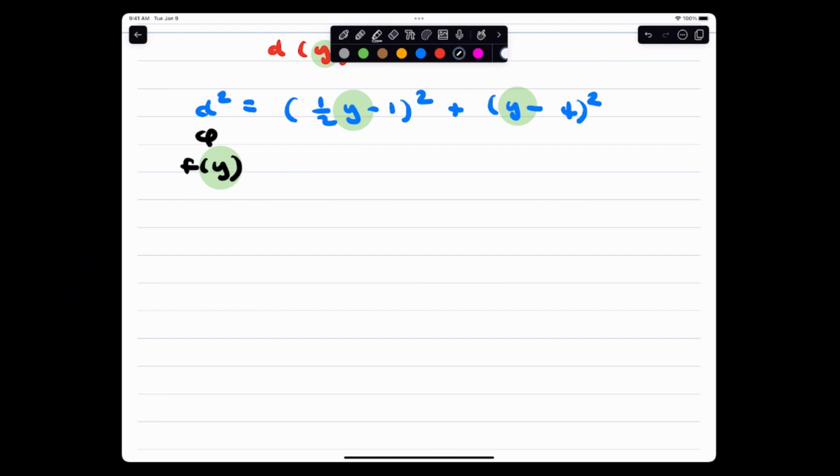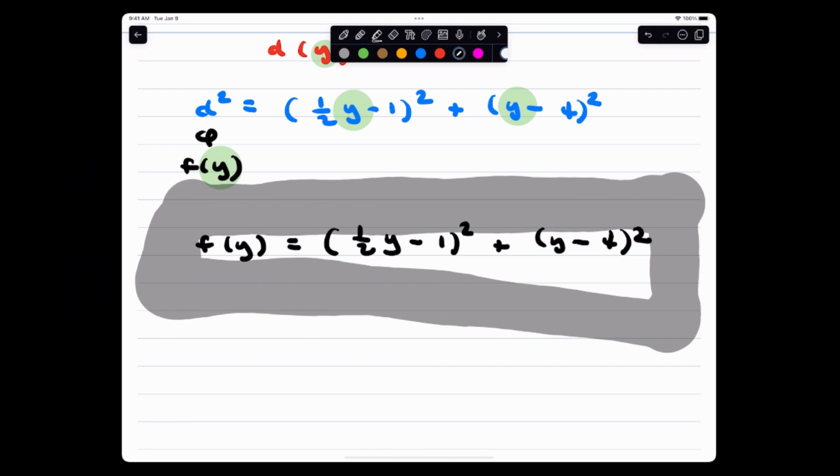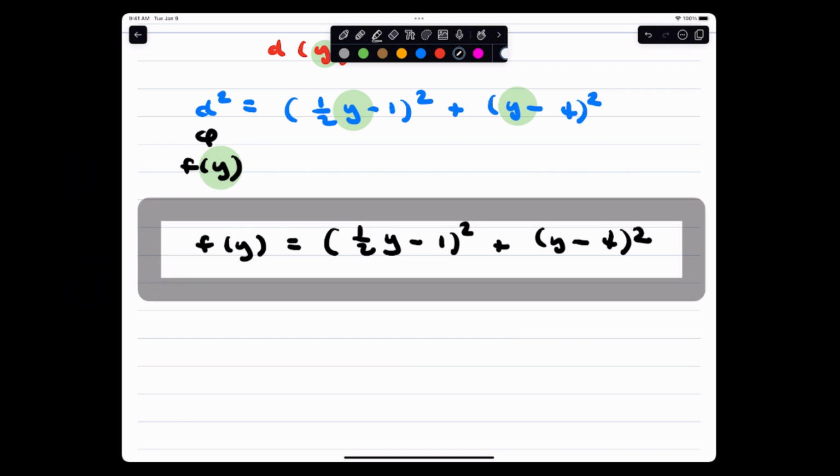So here's what I'm saying, really. You got this function d squared, or you have f of y is 1/2 y squared minus 1 squared plus y minus 4 squared. Okay? So this is really the function you're looking for. And what we say with this function, you're going to really want to optimize that function.